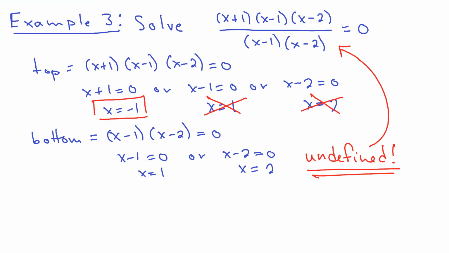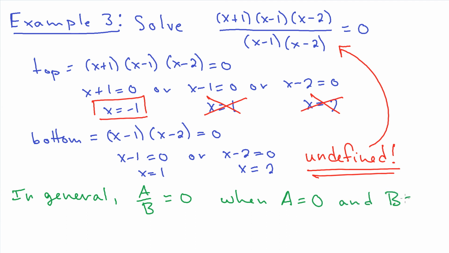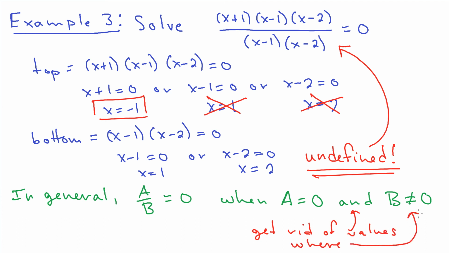So again, the general principle: if you have a real expression a over b and you want to know when it's equal to 0, this is equal to 0 when the top is equal to 0 and the bottom is not equal to 0. And in practical purposes, what that means is that you have to get rid of any values where the bottom is equal to 0.